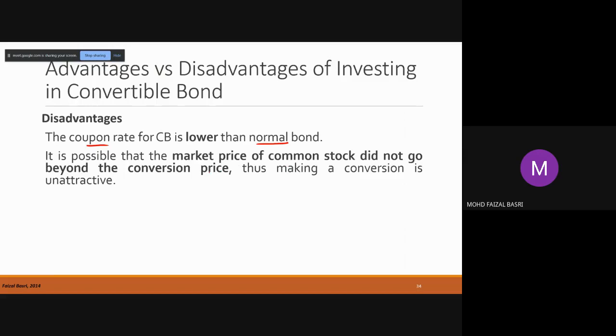Okay, and there's a possibility that the market price of common stock did not go beyond the conversion price. One of the key features in convertible bond is the conversion price. So conversion price is the price that you have to pay to convert. Okay, you bukan convert free. In order to convert from bondholders to common stocks, you have to pay, and you have to pay what we call the conversion price. This exercise yang conversion ni will be kita panggil attractive kalau conversion price lagi murah daripada market price.